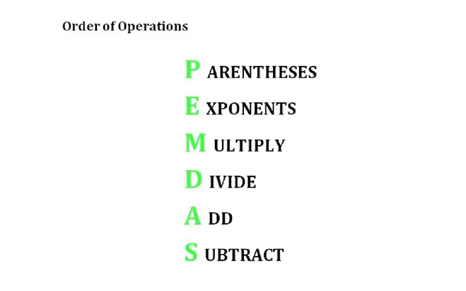Operations refer to what we can do with numbers. For example, we can add numbers, subtract numbers, multiply numbers, or divide numbers. But when there are many operations happening at once within a problem, the order of operations helps us navigate.